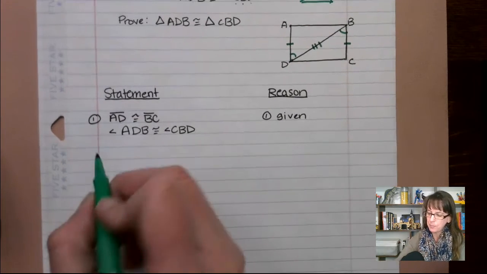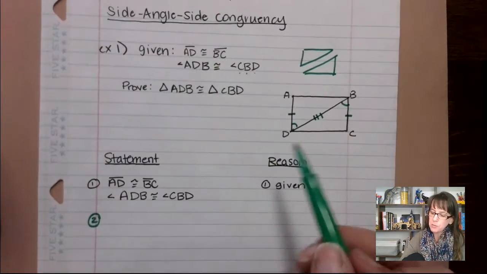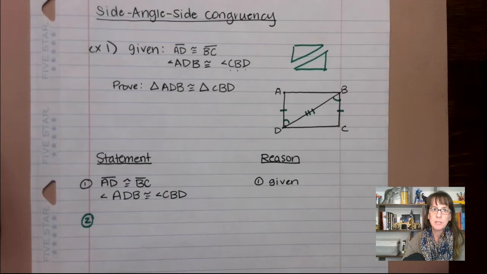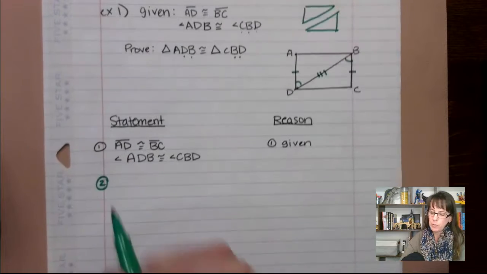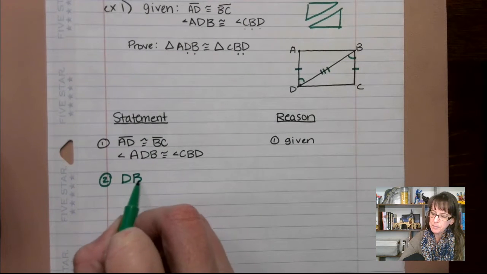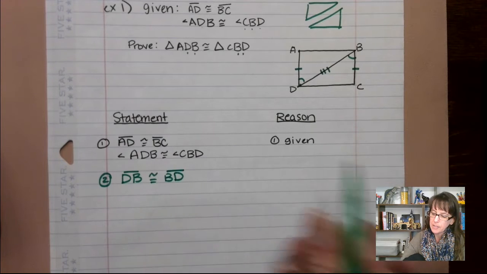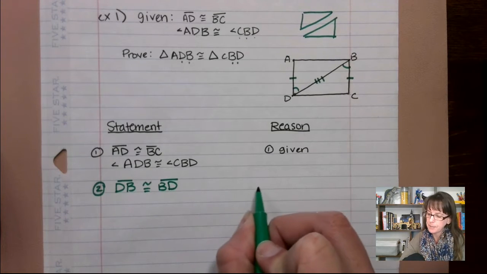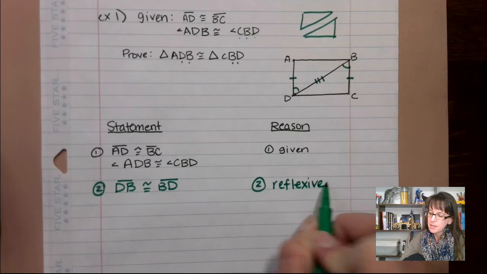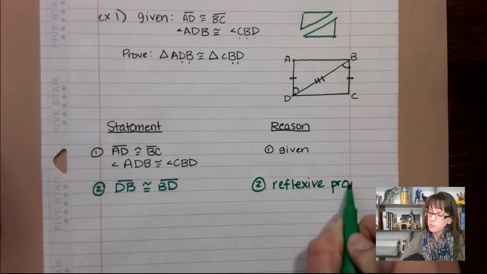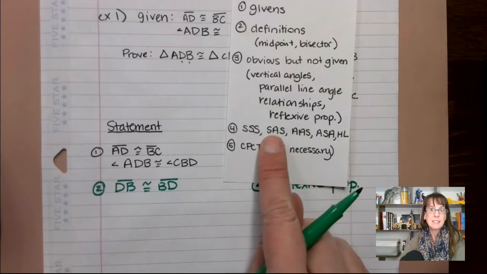Next step, and this is where it is vitally important, for this reflexive property, we've got to be very careful with our congruency statement. You see that we have DB here and BD here. So we would say side DB is congruent to side BD, and that will help us with our congruency statement. So for number 2, that is the reflexive property.